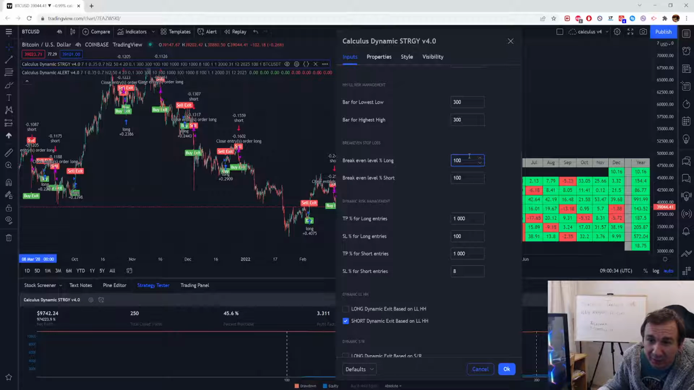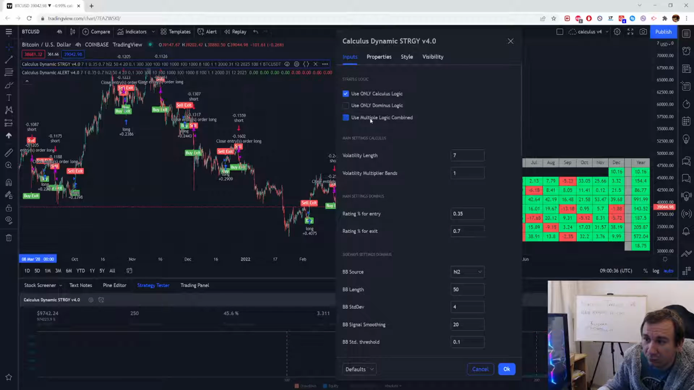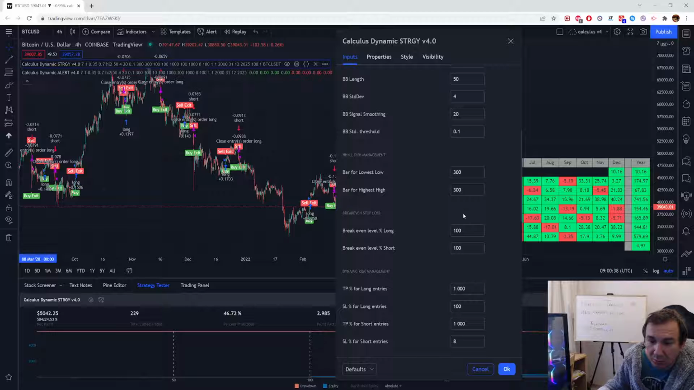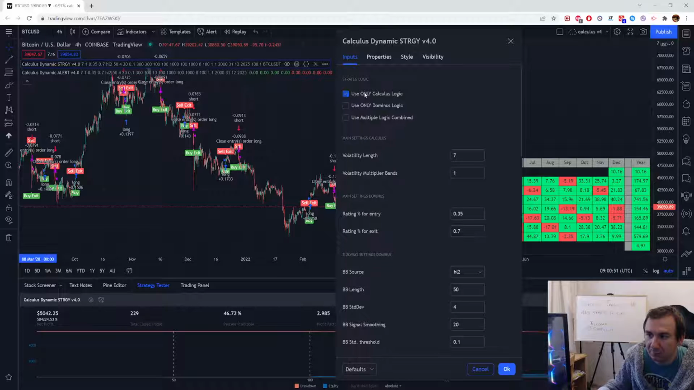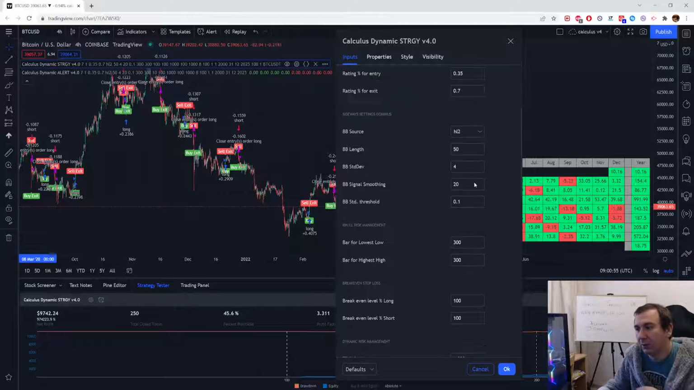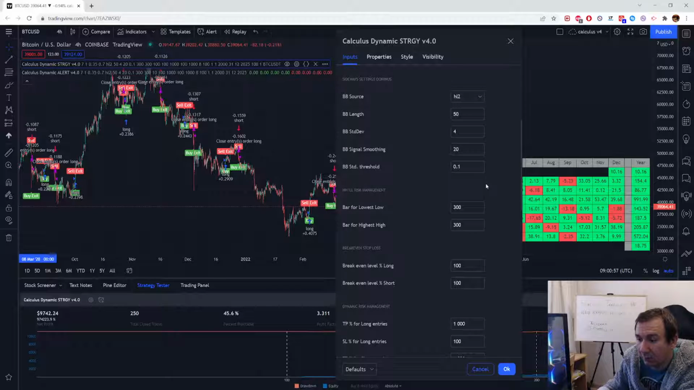But at least with the calculus, if I only use calculus, you can see the difference here. With calculus, for example, you can see we would have 5,000%. If I use the 10% break even, it's going to be 55%. But I believe in this case it's not going to be suited to use the break even point, because we are going to use multiple logic, and Dominus is much faster to react than calculus. So in this case, it's going to help each other.